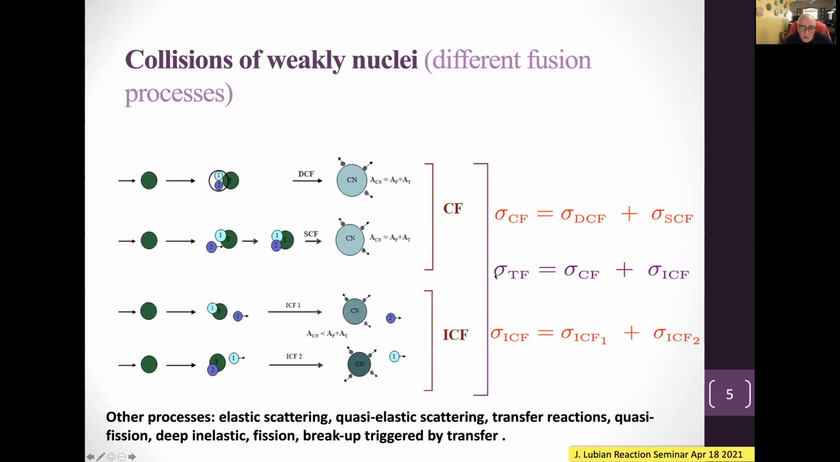Of course, we can also have other channels like non-capture breakup, where you don't absorb either of these. Also, at the same time, we have elastic scattering, transfer reactions, deep inelastic, fission, or breakup triggered by transfers, a lot of channels.